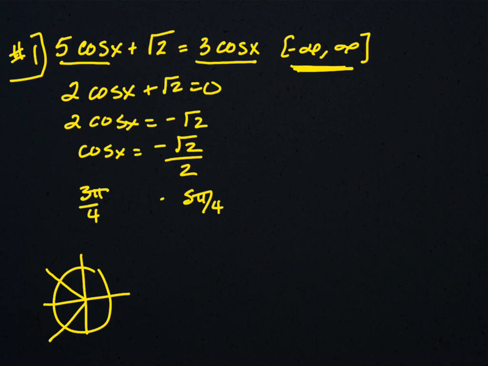Now, if I need to get around to the next one because it loops around, I have to go a whole other 2 pi to get to it. So plus 2 pi n, and if I'm at 5 pi over 4, I have to go all the way around here plus 2 pi n to get more of the answer. So that's your answer. X equals 3 pi over 4 plus 2 pi n and 5 pi over 4 plus 2 pi n.